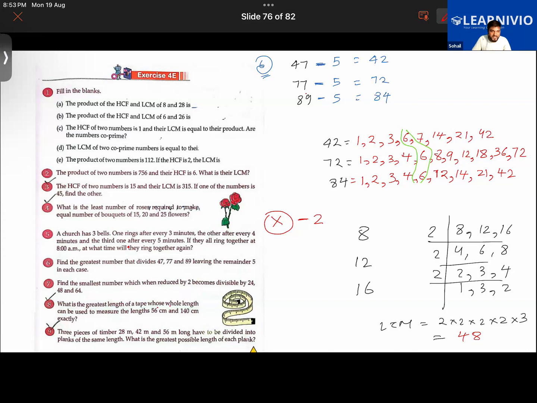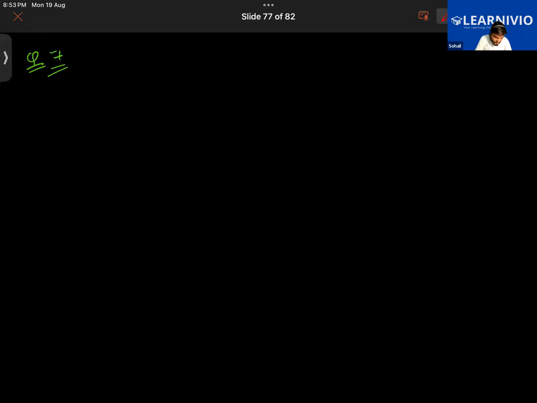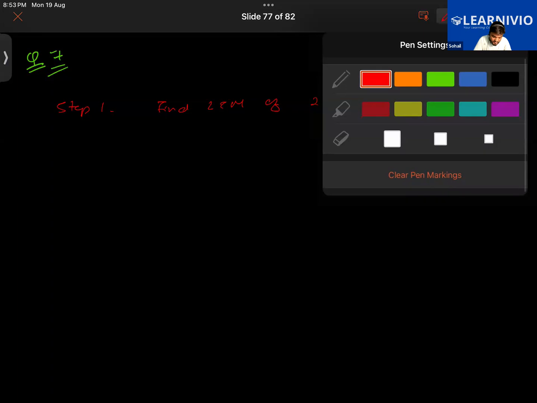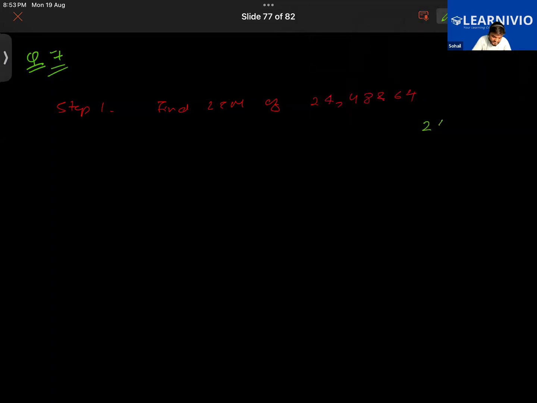So first of all, we are going to find the LCM in step number 1. Find the LCM of the numbers 24, 48 and 64. By 2, first of all, you will be taking the number 2. Then you tell me, what should I write over here? 12 2s are 24. Next. 24 2s are 48. Next.